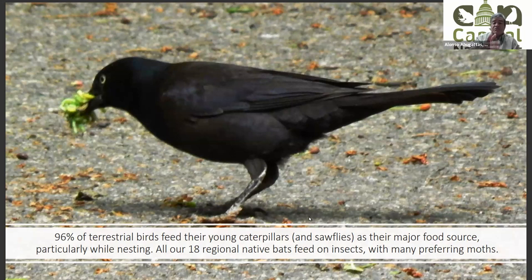In this case, this is taken at Barcroft Park. Here is a common grackle. And look at how many caterpillars there are in its beak. Those are fall cankerworms, which some people consider a native animal, but there has been some talk about trying to control them. Won't go into the politics behind that.